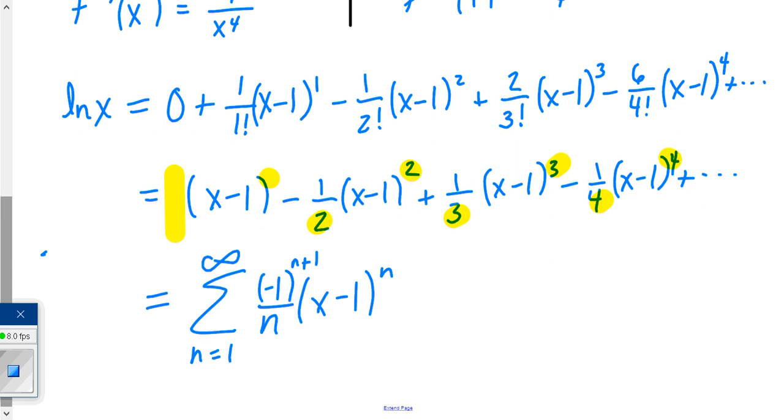So this is one possible answer. I started my index at 1. So my denominator starts at 1, then goes to 2, then goes to 3. My exponent similarly started at 1 and then went to 2 and then to 3. I wanted my signs to start out positive, so I made the exponent on the negative 1 work out so that would be the case. Hope this helps.